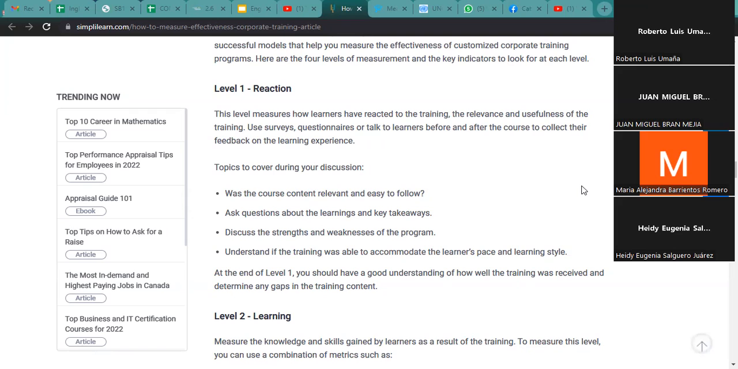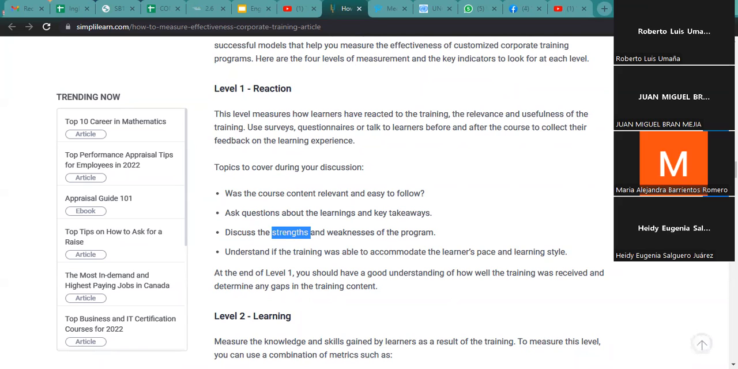So let's check some words. What is something that is relevant? Important. Something important. Good, perfect. And what is usefulness? Something useful, something that you actually are going to use, right? What is, let's see, takeaways? Like a gift, something that you give to other people, right? So in this case, it's delivered.